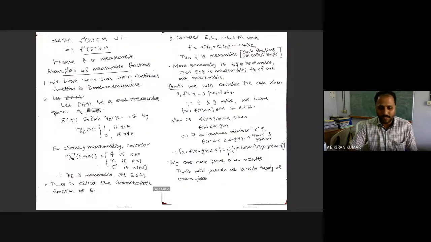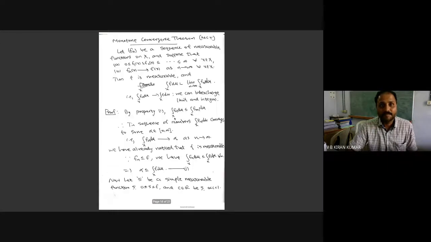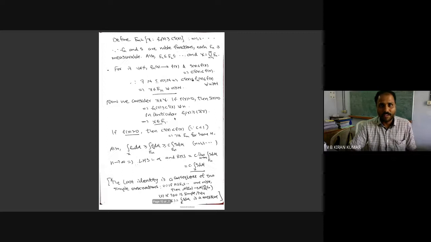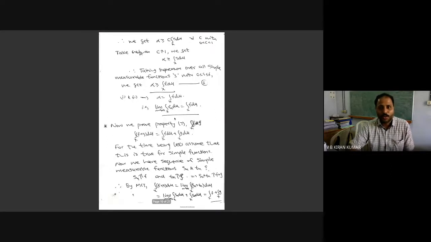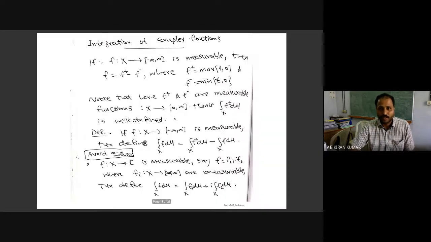Yesterday we have been discussing Lebesgue integration, and finally we were able to introduce integration of a complex function. So let us recall the definition of Lebesgue integral.